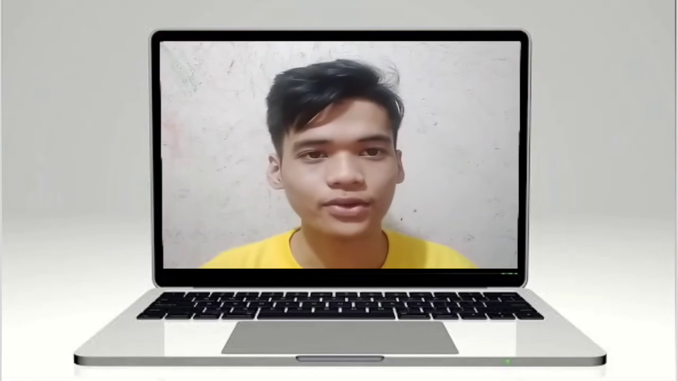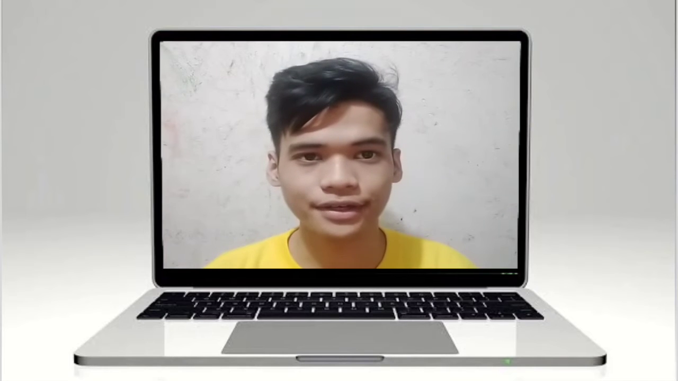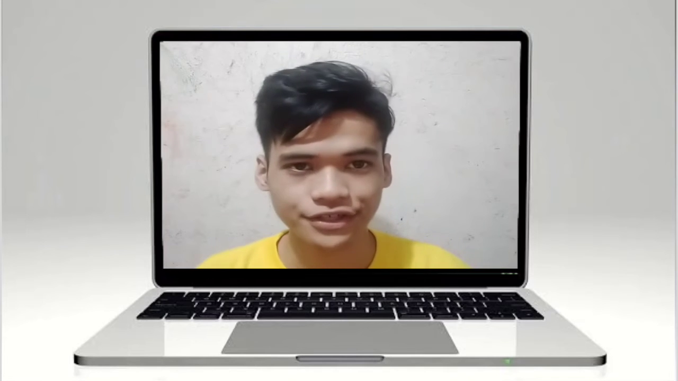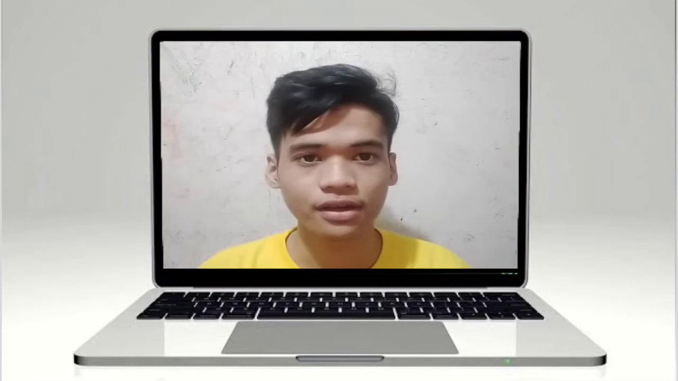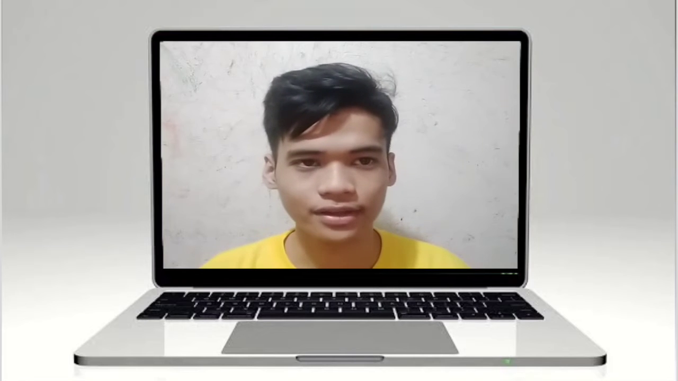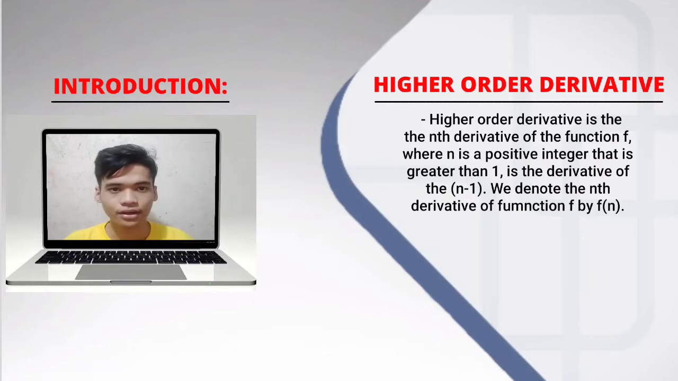Good day guys! To have an emphasis about the higher order derivative, we prepared a short definition and explanation on what is a higher order derivative. So, higher order derivative is the nth derivative of the function f, where n is a positive integer that is greater than 1, is the derivative of the quantity n minus 1. We denote the nth derivative of function f by f of n.